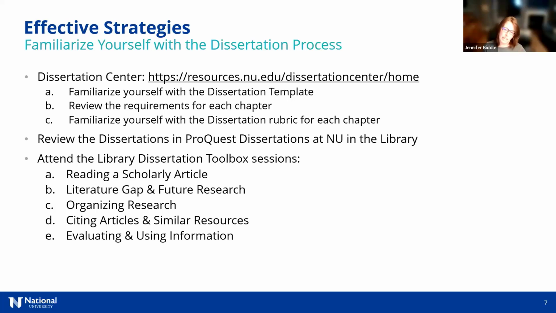So it has the different requirements for each chapter. So even if you're not at that stage yet, the more that you can familiarize yourself with all of these things, the more efficient you're going to be in the process. So you will also want to take a look at the dissertation rubric. For each chapter to get approved, there's specific criteria that need to be met. So it's really important now to take a look at that rubric.